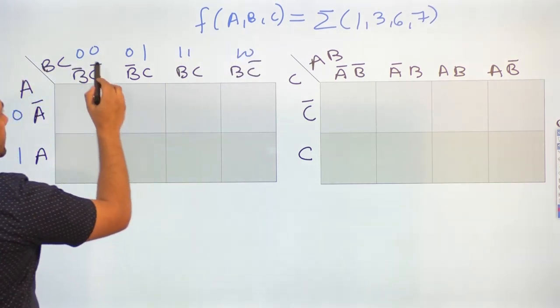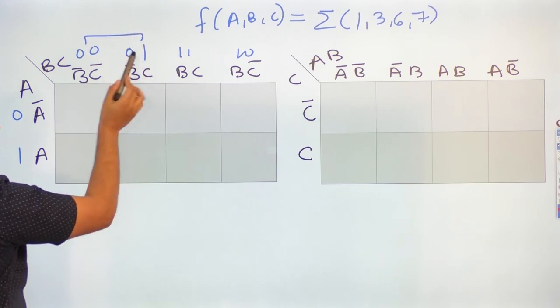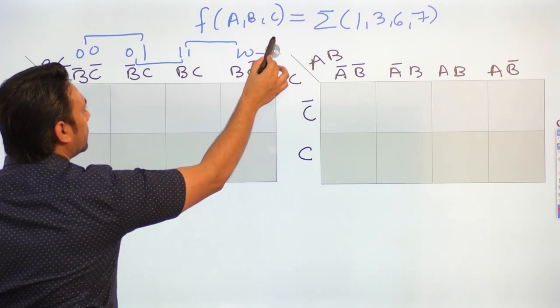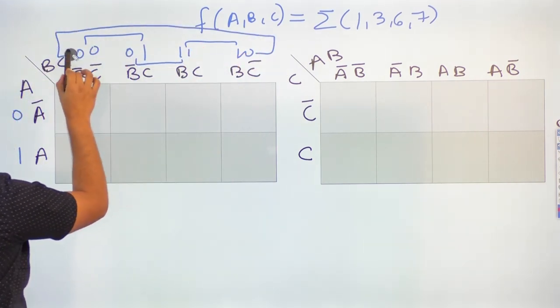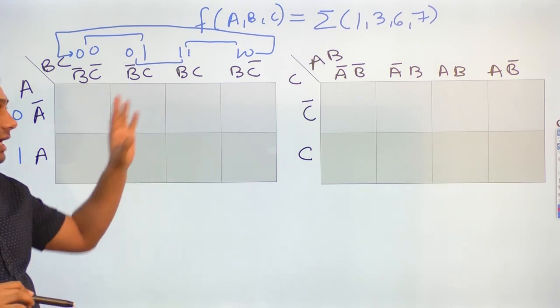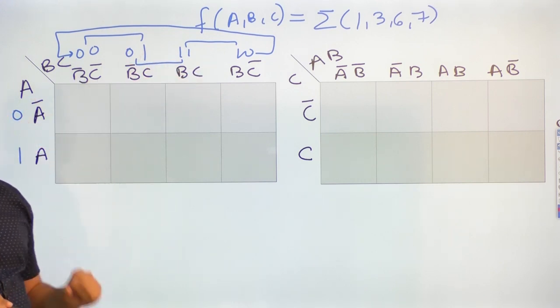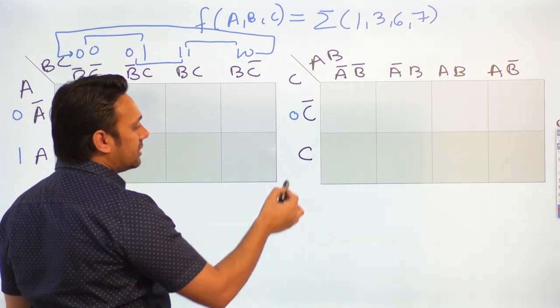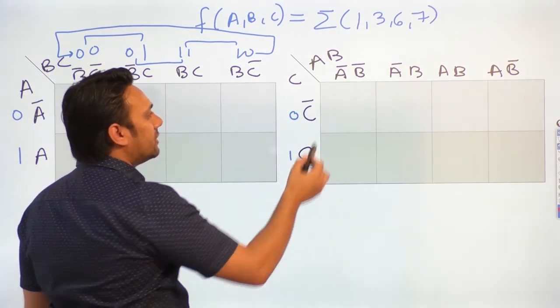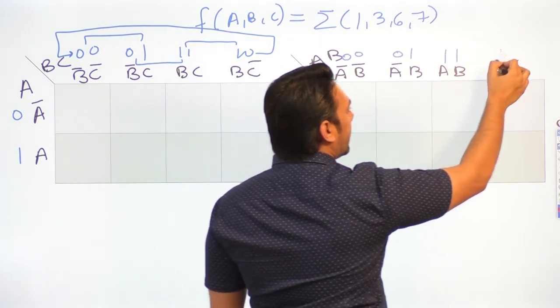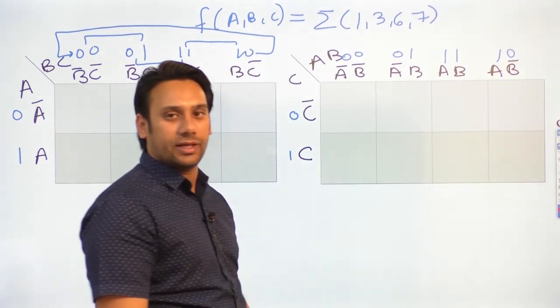So if you take any two adjacent cells, I mean adjacent bits, only one bit is changed. Here also one bit is changed. Here also one bit is changed. And even between the last one and the first one, only one bit is changed. In the same way here also, C complement means 0 and C means 1. This is 0, 0, 0, 1, 1, 1 and 1, 0. Okay, this much is clear.